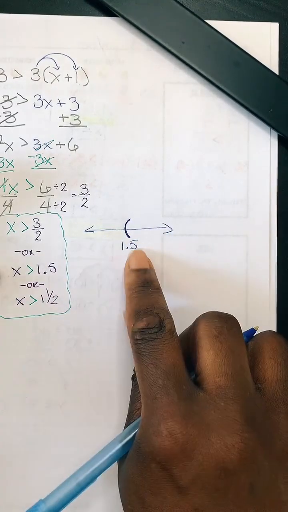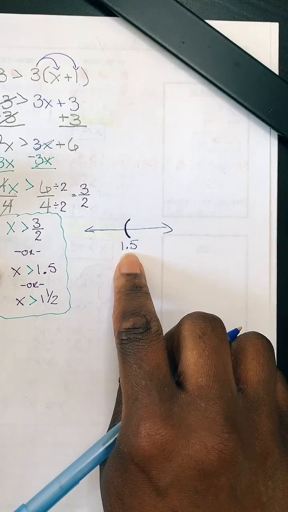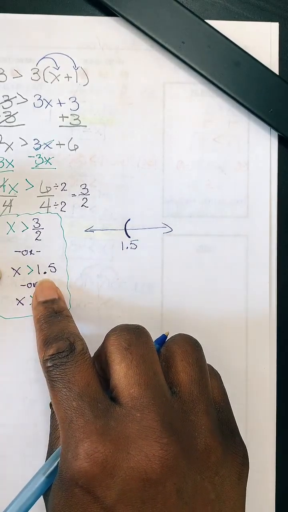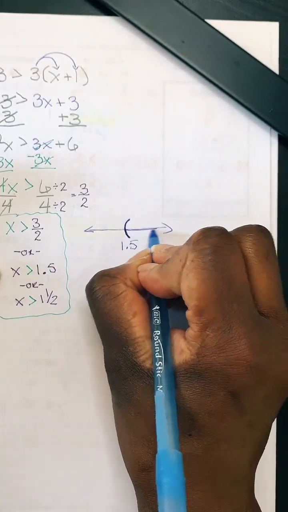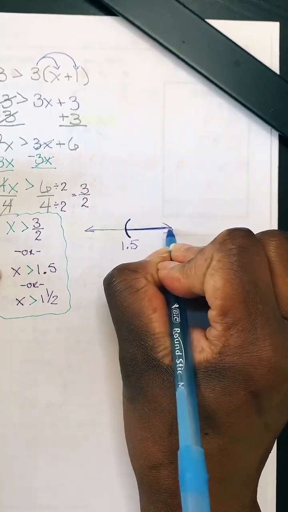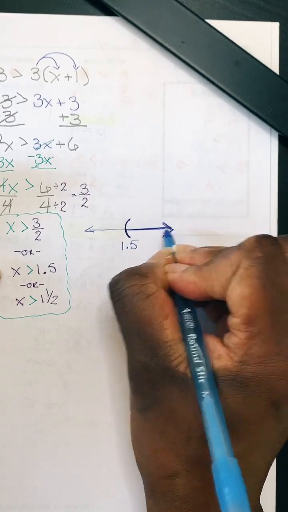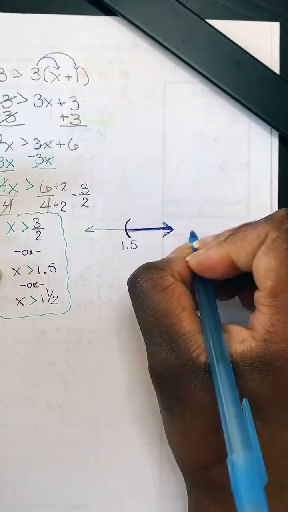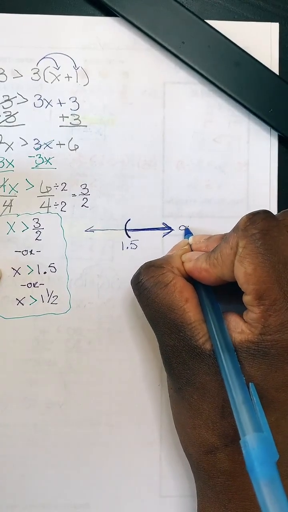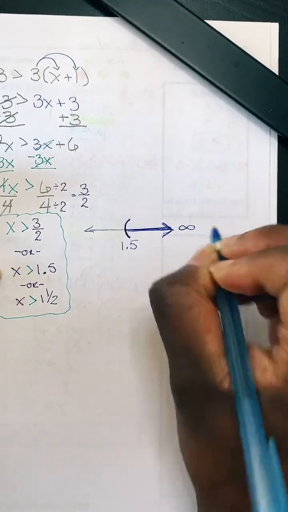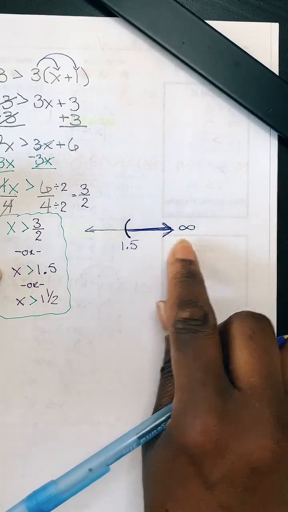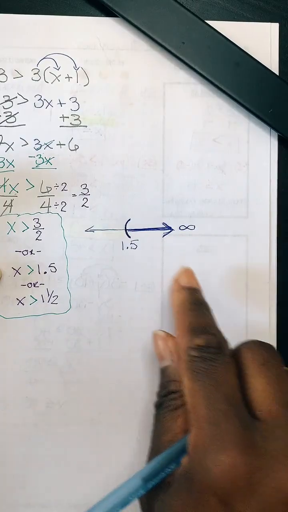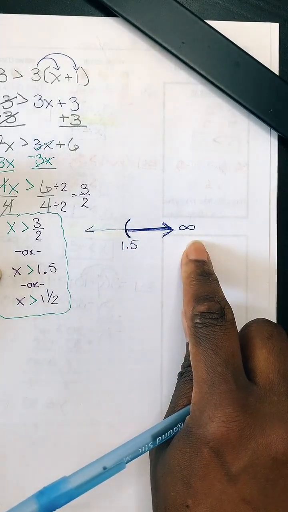So since it's not equal to, it's not including that 1.5. But it says it's greater than 1.5. So that means you are shading everything going to the right, because all your numbers are increasing to the right when you're on the x-axis. And you're going all the way to positive infinity. So there's no stoppage. There is no boundary. That's why this is unbounded.